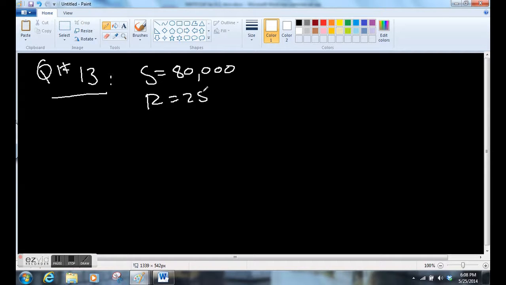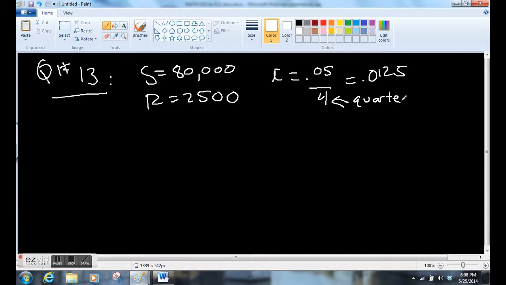R is equal to $2,500. I is equal to 0.05 divided by 4, which is equal to 0.0125. Interest rate. So again, we're dividing it by 4 because it's quarterly. We're putting it in each quarter. And now we don't know what N is.